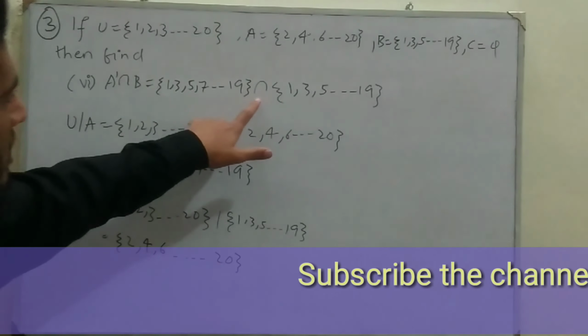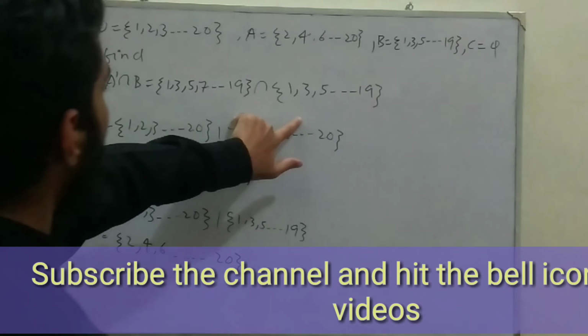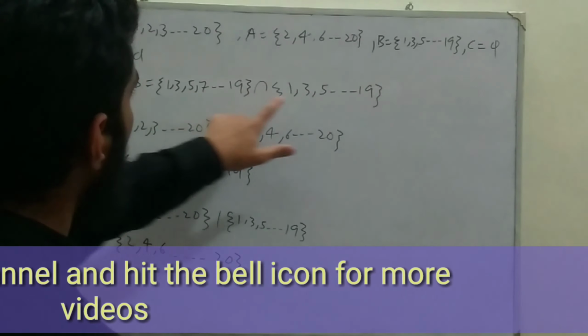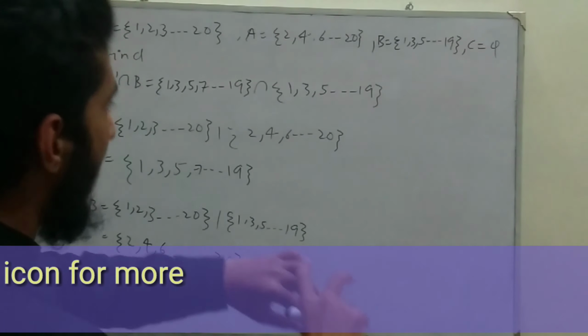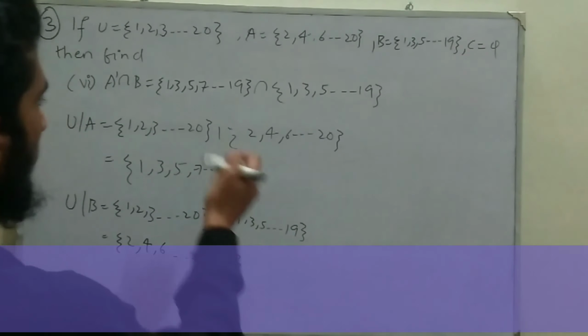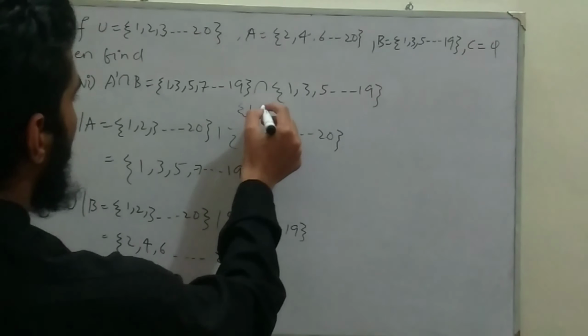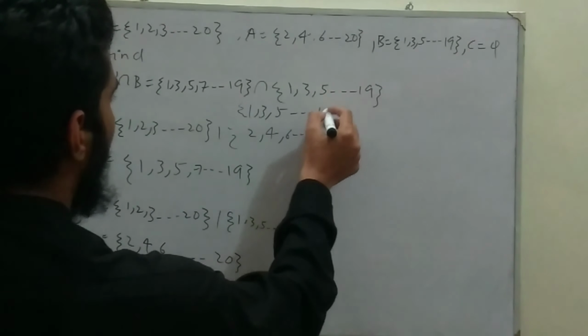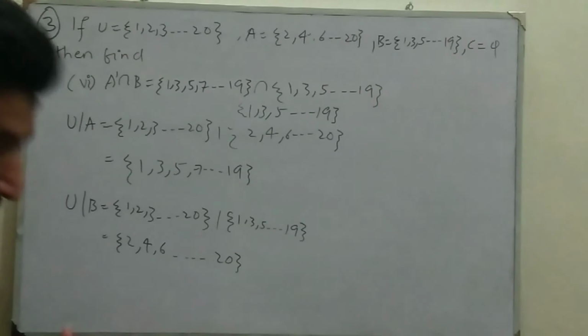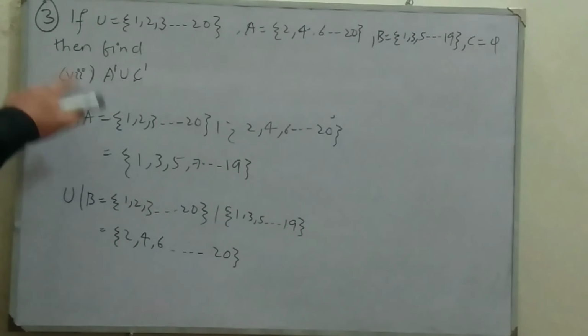So intersection is all those elements which are common in both of these two sets. So 1, 3, 5, 7 to 19, 1, 3, 5, 7 to 19. These all elements are common. That's why our result will be 1, 3, 5 goes to 19. This is our result.